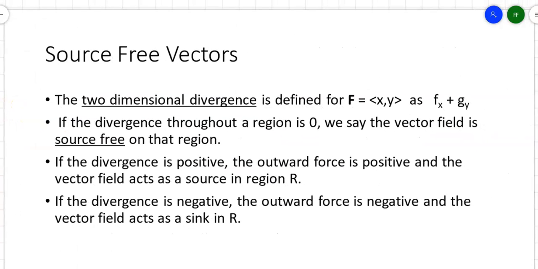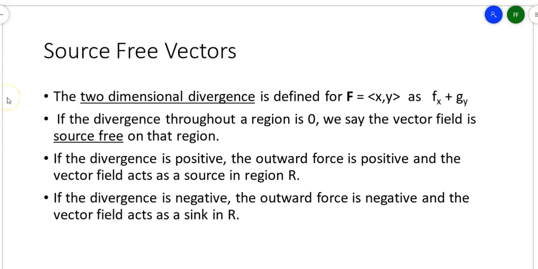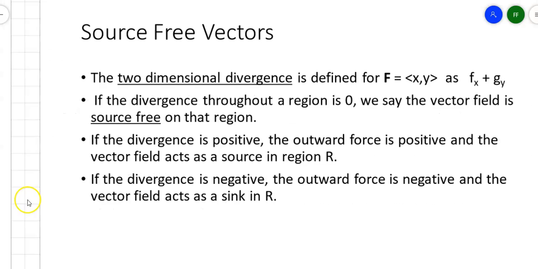All right, source-free vectors. A two-dimensional divergence is the sum of the partial f with respect to x, partial g with respect to y. If the divergence throughout the region is 0, we say the vector field is source-free. If the divergence is positive, then the vector field acts as a source, right? Pushes out. If the divergence is negative, the outward force is negative, and the vector field acts as a sink. Not like somewhere where you wash the dishes, but like it pulls it in towards you. So if it has a two-dimensional divergence of 0, then we say that it's source-free.